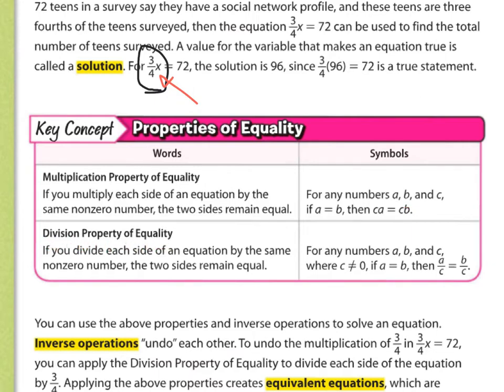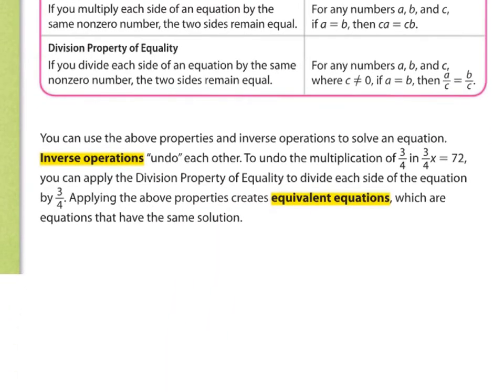Division property of equality. If you divide each side of an equation by the same non-zero number, the two sides remain equal. And you can see that as well. So for A, B, and C, where C cannot equal 0, if A equals B, then A divided by C equals B divided by C. It'll be the same. Okay. And last note, you can use the above properties and inverse operations to solve an equation. Inverse operations meaning they undo each other.